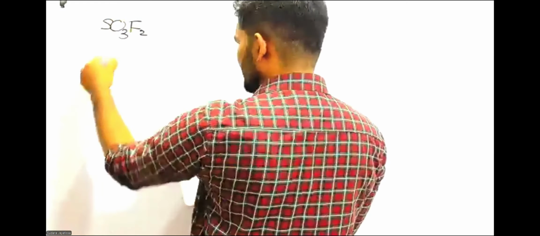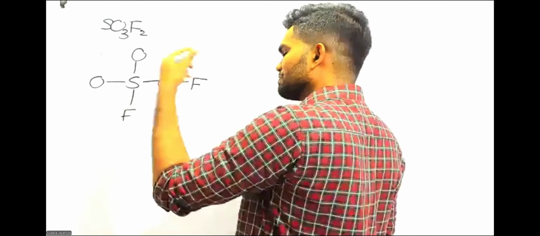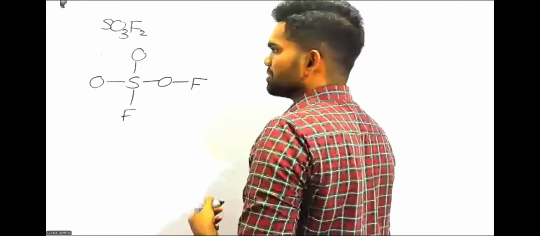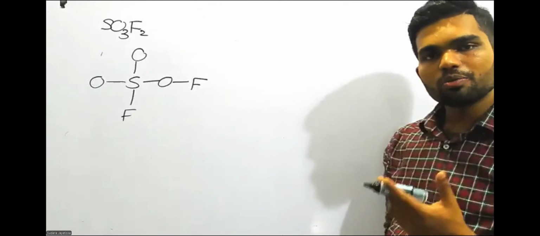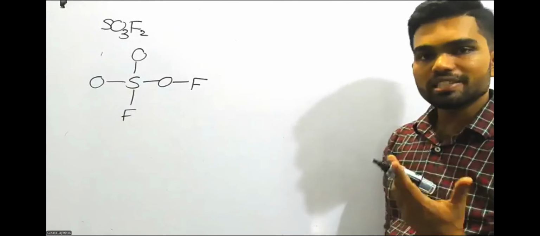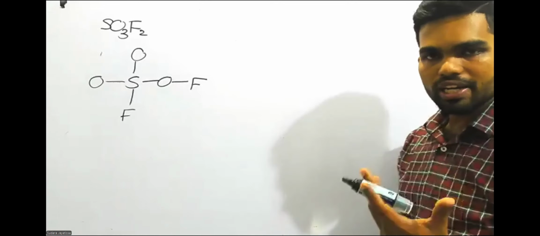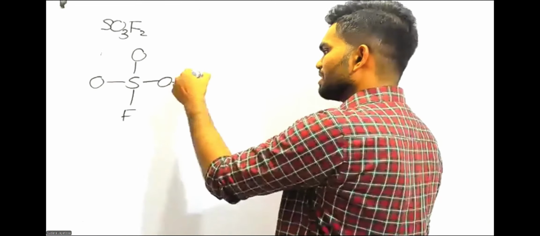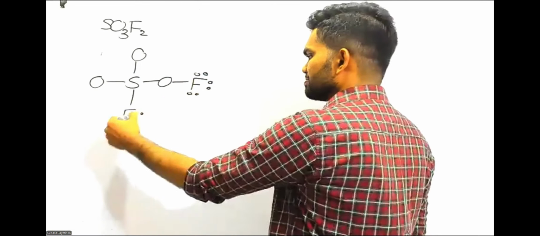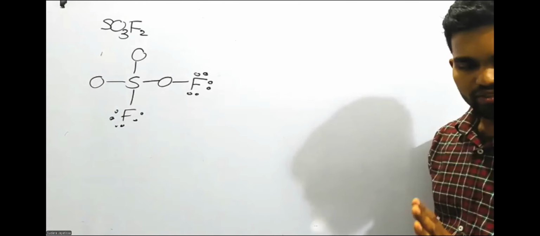SO3F2. So the skeleton structure is given. We can use our practice to draw this Lewis structure. Fluorine normally becomes a peripheral atom. When fluorine is a peripheral atom, it keeps 3 lone pairs on it, and it is always forming a single bond. That is a fact. Okay, we know.